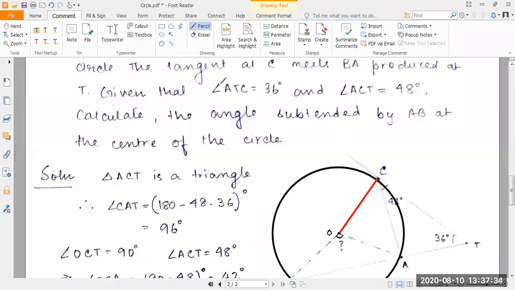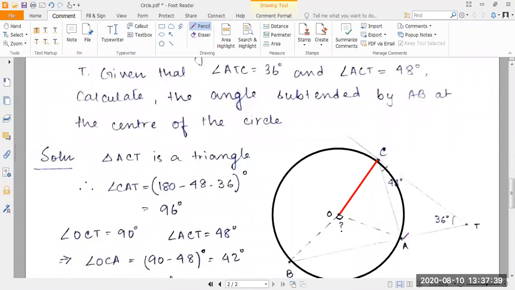Next, it is given that angle ATC equals 36 degrees. So we have angle ATC given to be 36 degrees. Angle ACT is 48 degrees. Calculate the angle subtended by AB at the center of the circle. So what we need to find is the angle that this line segment AB subtends at the center of the circle. We essentially need to find the value of this angle.